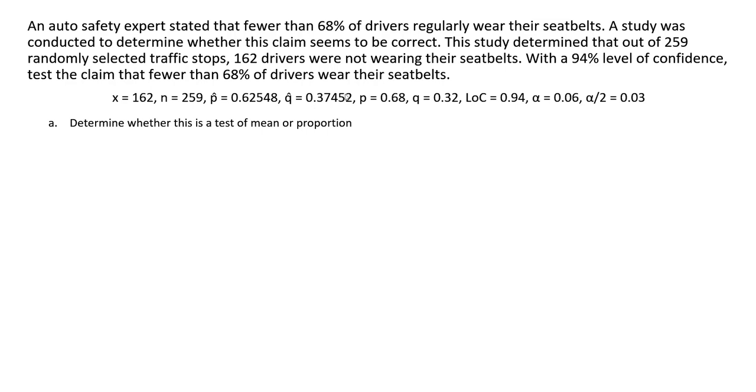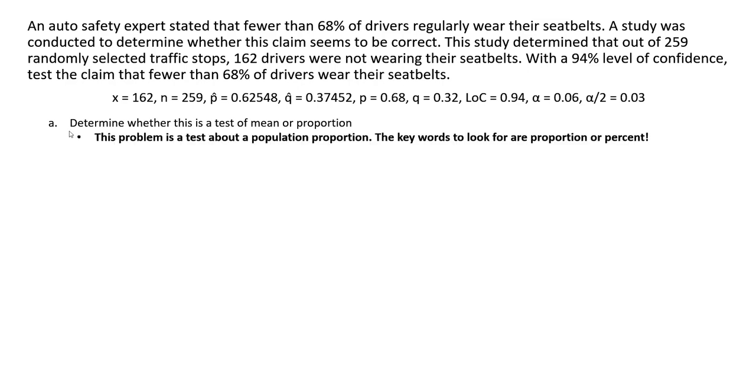Determine whether this test is a test of mean or proportion. Well, basically it's a proportion, and it should be obvious. When we're talking about percents, it's the same basically as proportions, and that's the bottom line. This problem is a test about population proportion. The key words to look for are proportion or percent. Determine the correct sampling distribution that should be used. Similarly to confidence intervals, if it is a test of proportion, the correct sampling distribution that we use is the standard normal.